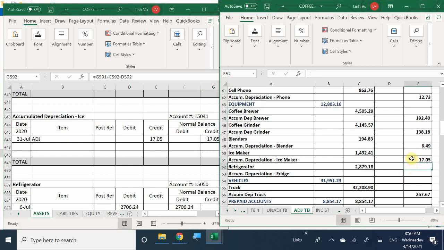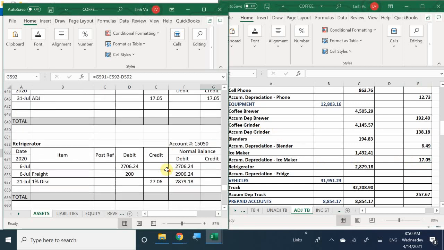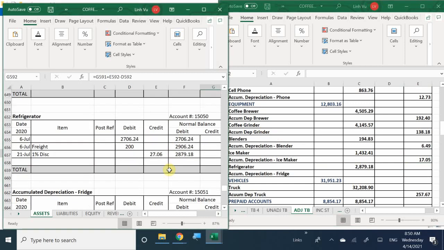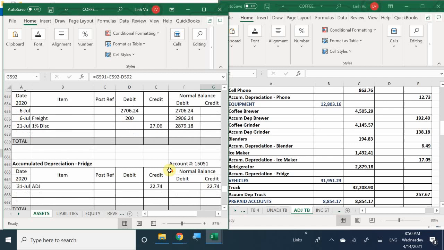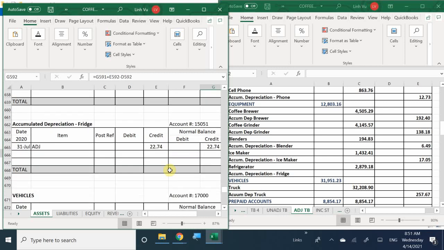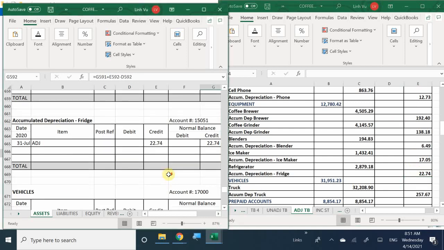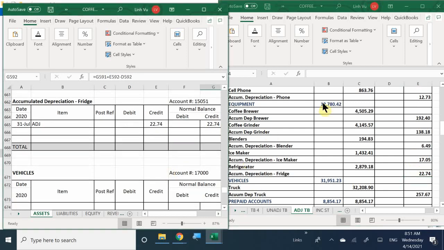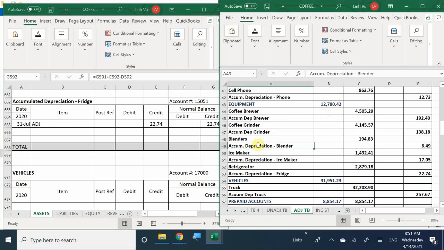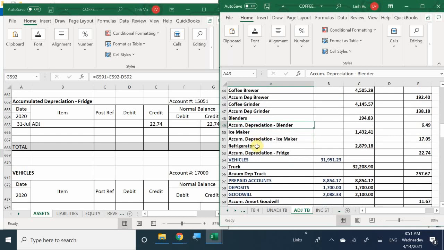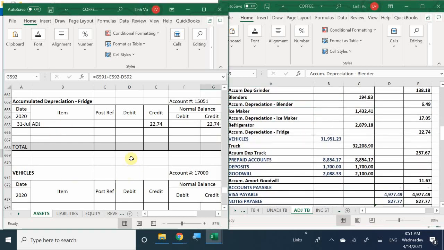$17.05. Okay. And then last but not least, we bought a refrigerator, right? So what's the accumulated depreciation on my refrigerator? 2274. Okay. All right. Let me see. Did that update everything? It should have.